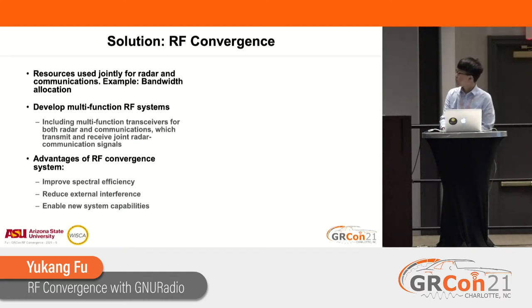Now let's talk about what RF convergence is. We use resources jointly for radar and communication systems. For example, bandwidth allocation: we use the same spectral allocation for both radar and communication signals. In order to make it work, we are developing multifunction RF systems, including multifunction transceivers for both radar and communications, which transmit and receive joint radar communication signals. An RF convergence system can improve spectral efficiency, reduce external interference, and enable new system capabilities. Here are some ideas of the RF convergence system.